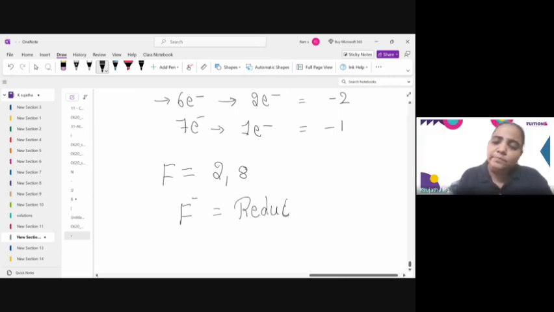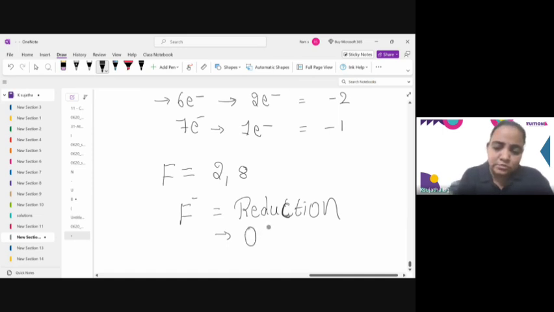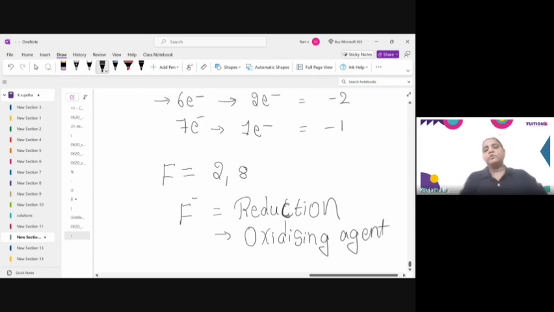If it is undergoing reduction, what agent can we call it? Oxidizing agent. Very good. So knowing individual elements is very easy. Just by writing the valence electrons, we can figure out whether it is losing or gaining based on the valency electrons.